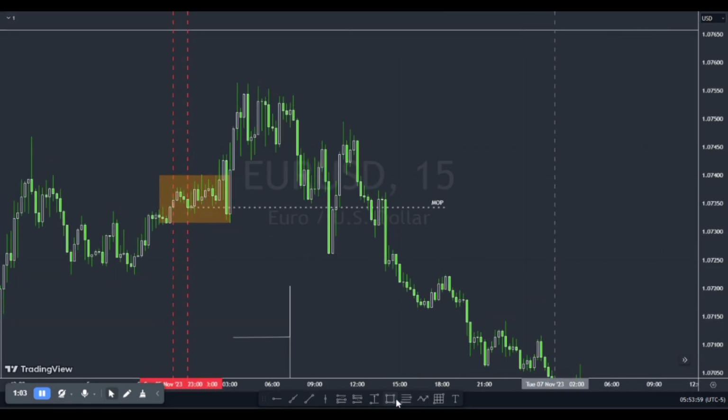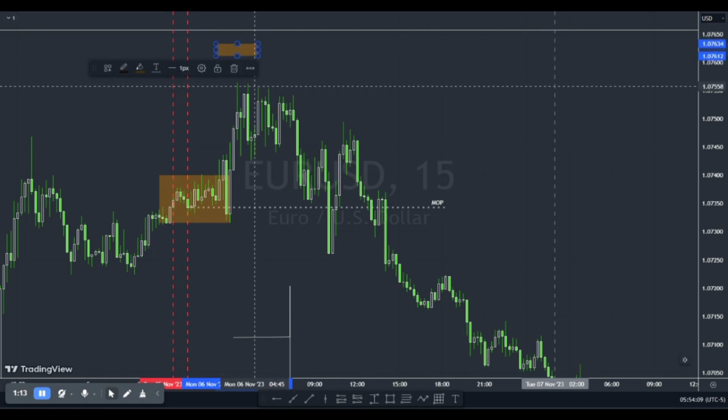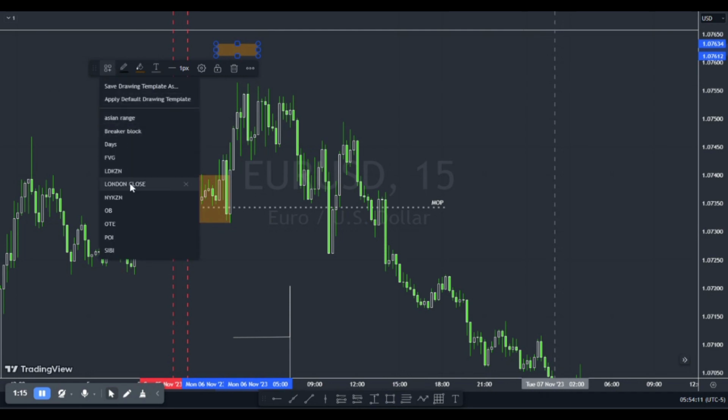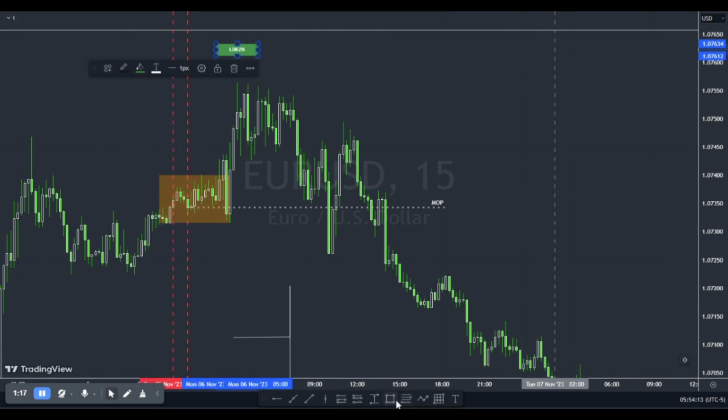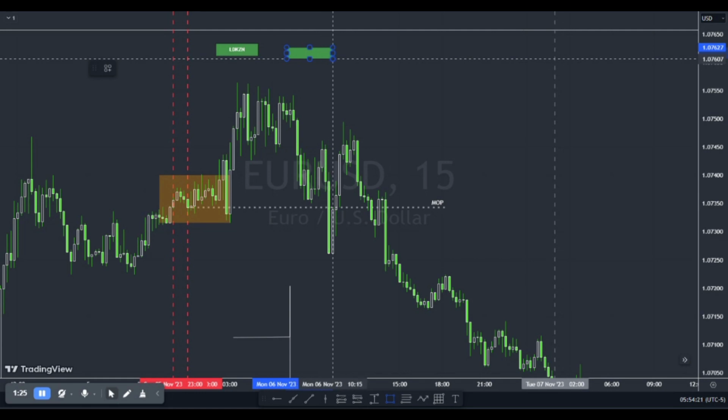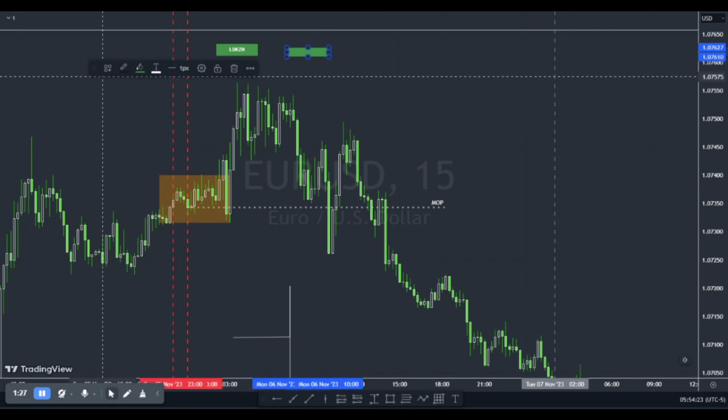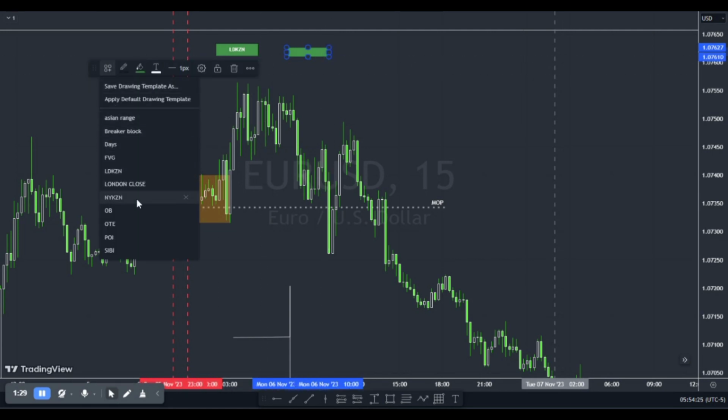So we have two kill zones. We have the London kill zone, which is from 2 o'clock to 5. That's the London kill zone. And we have the New York kill zone, which is from 7 o'clock to 10 New York time. Take note, New York time.